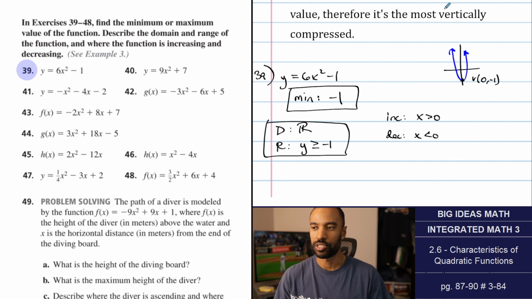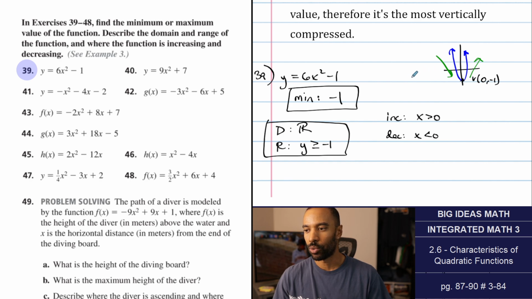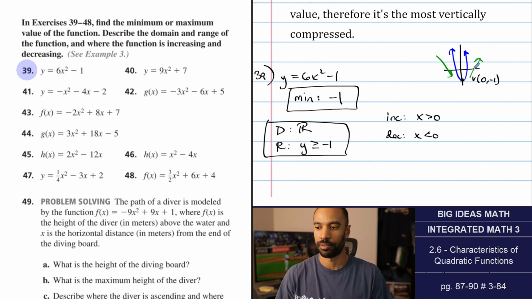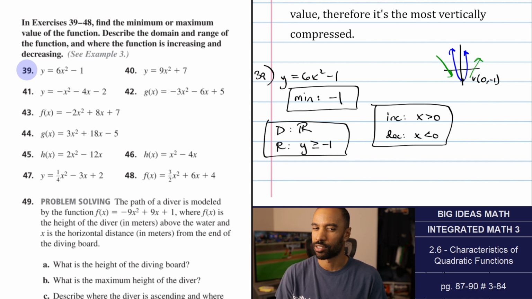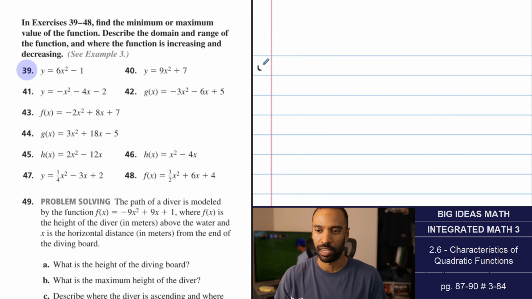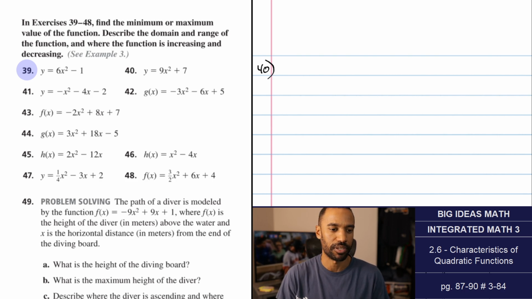When we're talking increase and decrease, we're saying as we go left to right, is the graph going up or down? As we go left to right, to the left of 0, it's decreasing. As we go left to right, to the right of 0, it's increasing. And that's the third part. So that's what we're going to do on all these problems here. This one might have been a little faster because we didn't have to find that vertex, if that makes sense. It depends on whether we're going to be given vertex form, standard form, intercept form, things like that.